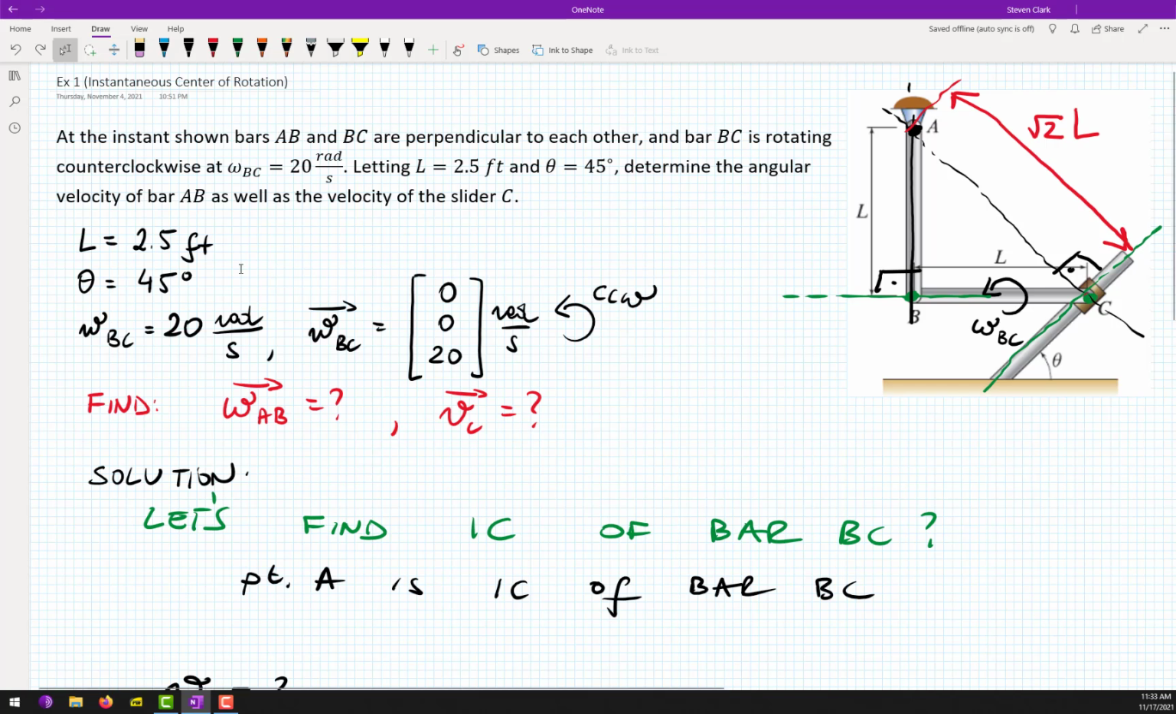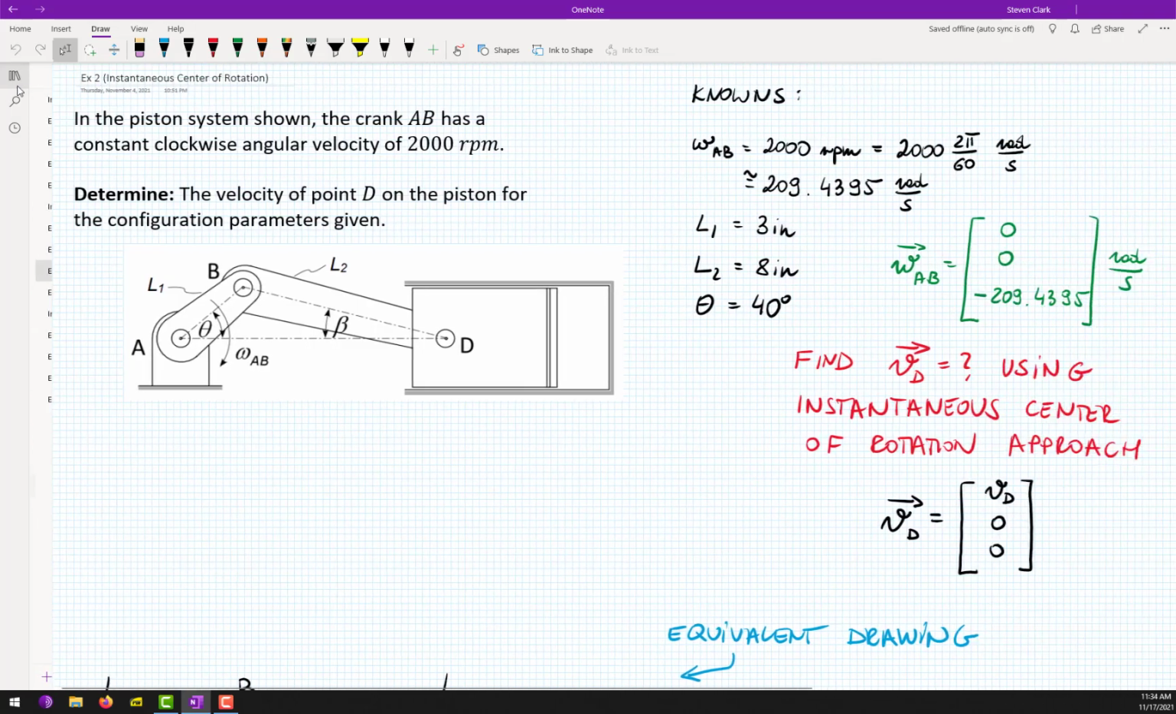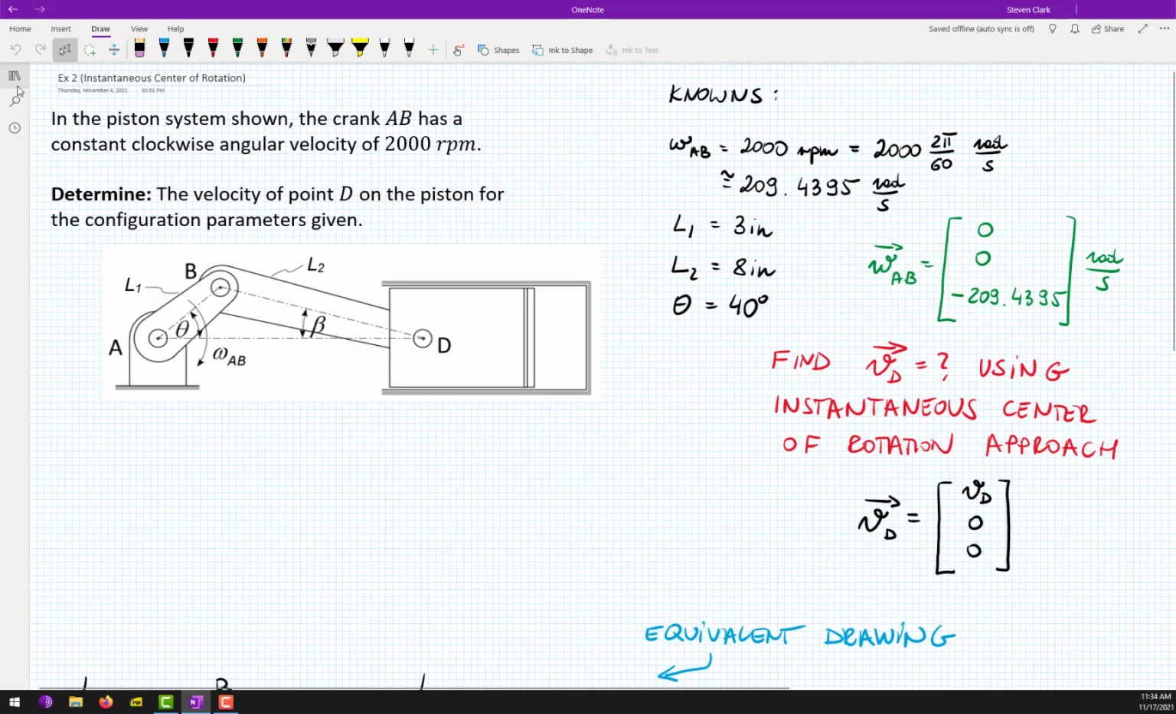So now, I would like to show you this example. This example we solved on Friday, yes? We solved it using the vector analysis approach, in the video on Friday. So now we're going to do exactly the same problem, but using the instantaneous center of rotation approach. You will decide which one you prefer. So spend a couple of seconds familiarizing yourself with the problem statement before we start our solution.